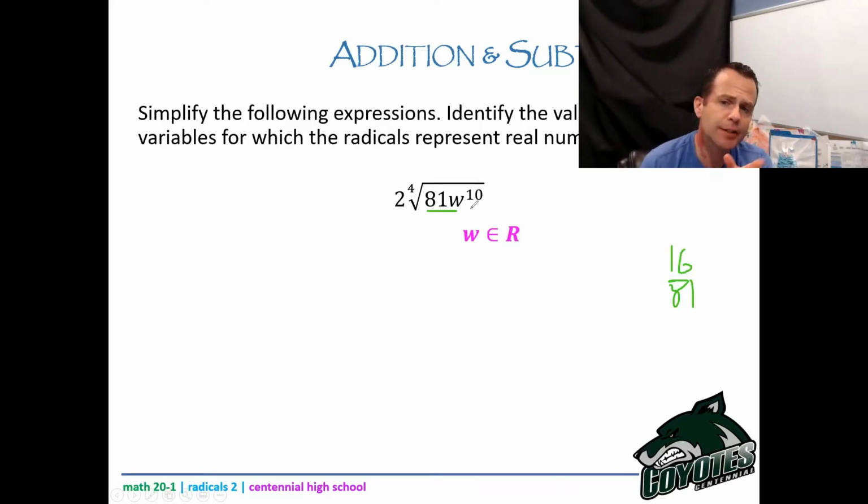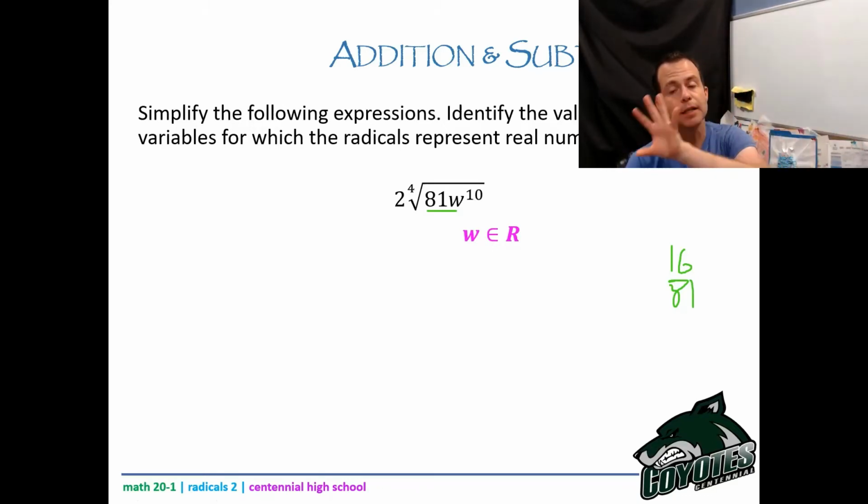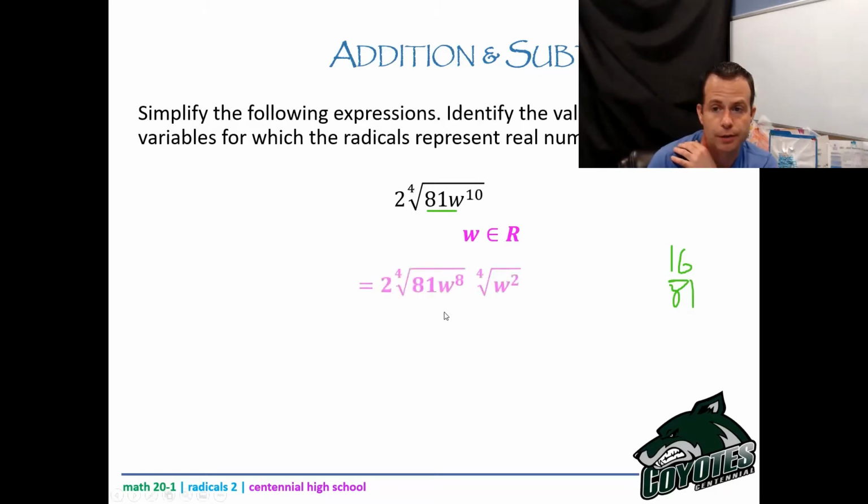And then as far as w to the 10 goes, you have to think it would be multiples of 4. Every w to the 4 would be a perfect fourth. So I could take out w to the 8 essentially, because that would be 2 w to the 4s. So in my perfect fourth section, I'm going to have 81 w to the 8. The 2 is still in front along for the ride. And then in my leftover bit, I'd have w squared. So now I have to figure out what that is.